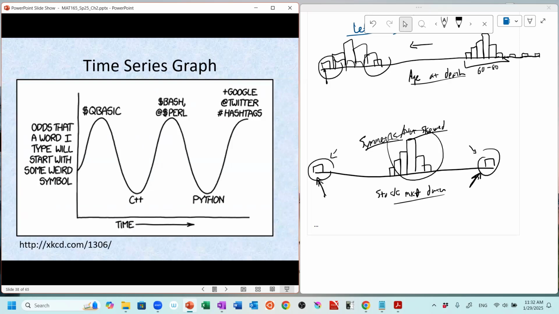Here's another XKCD comic, just a joke about if you're in computer science, the odds that some word you'll type will start with a weird symbol. C++ and Python almost seem like you're just typing a language, using normal words and all of that. But if you've ever typed anything in Bash, like shell scripting, or Perl, it's a little crazy to work with.